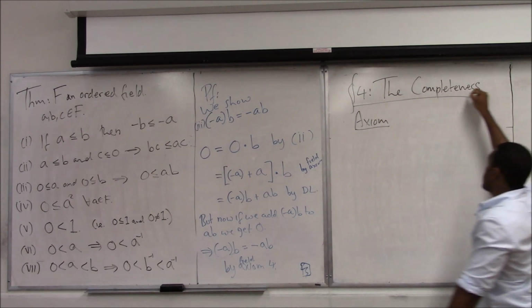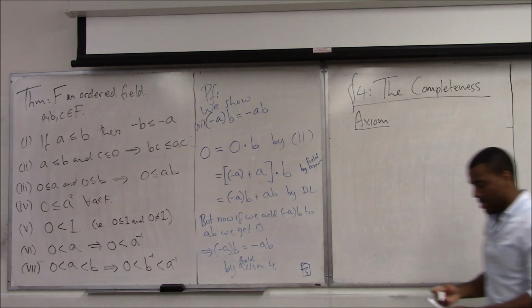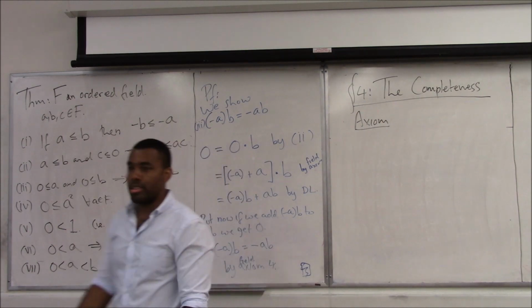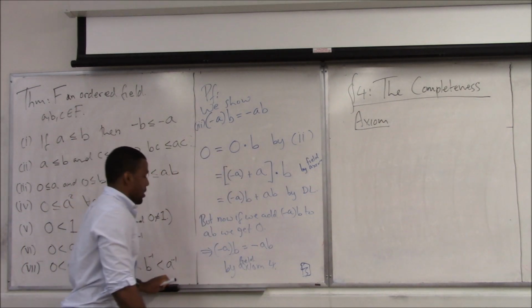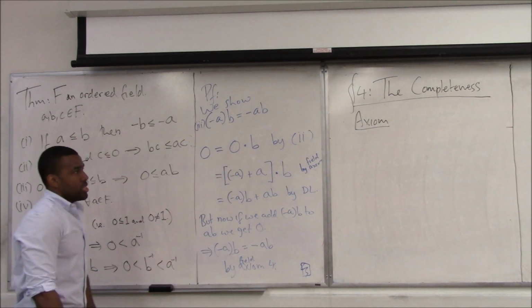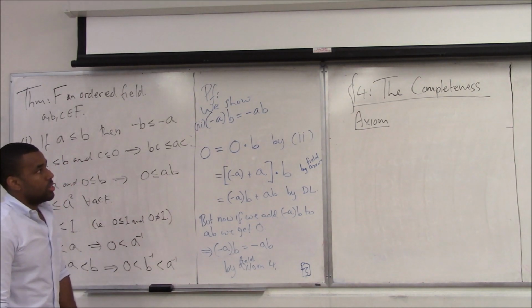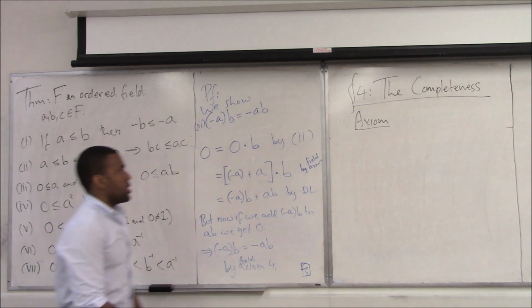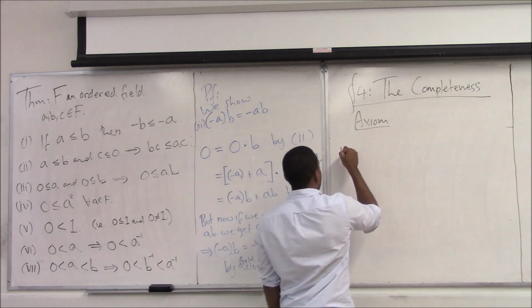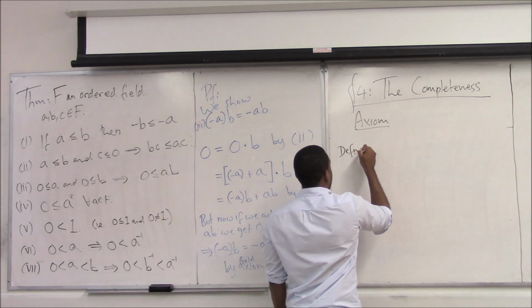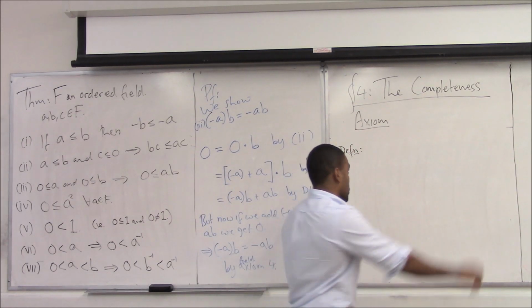So both R and Q are ordered fields, but R is different. R is a lot larger. So the difference is this, and I think I probably need to talk about some definitions first.